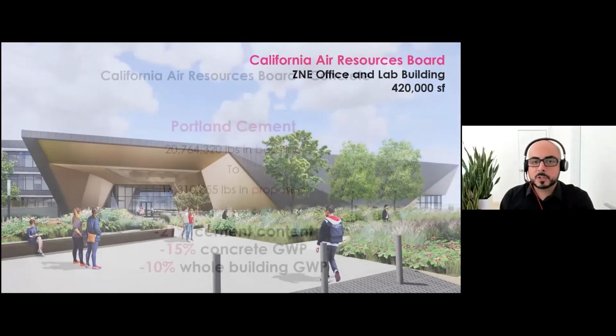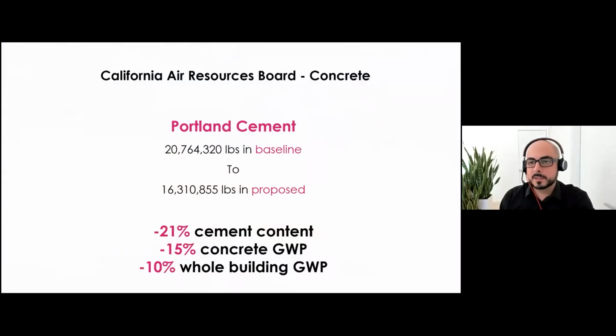The example that I showed, the California Air Resources building, for concrete optimization, we were able to reduce the amount of cement by roughly 4 million pounds, which led to a 15% reduction in global warming potential of concrete and a 10% reduction in the whole building global warming potential, getting us 3 points under LEED V4.1. And if you have a building that's pursuing LEED V4, you could only upgrade on a credit by credit basis.